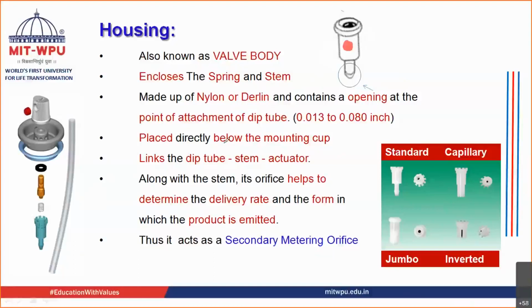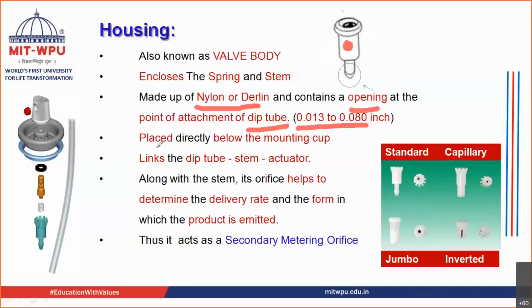It is made up of nylon or Delrin, and it has an opening at the bottom, as I told you, where the dip tube gets attached. This opening may have different sizes. It ranges from 0.013 inches to 0.080 inches. So it has different sizes depending upon the dip tube, and the dip tube size depends upon the viscosity of the material and the form in which you want to give the material.